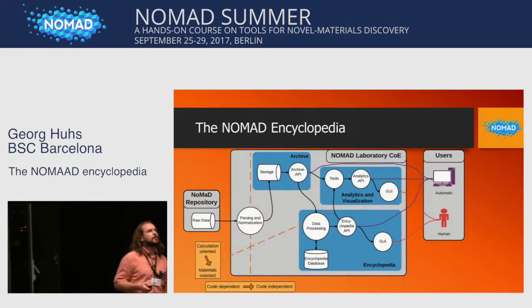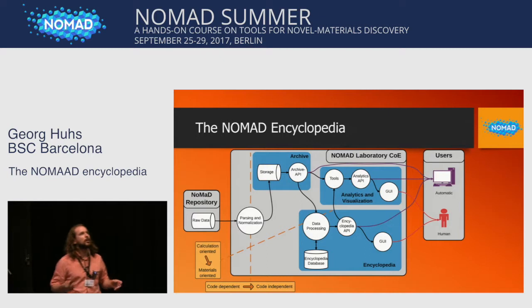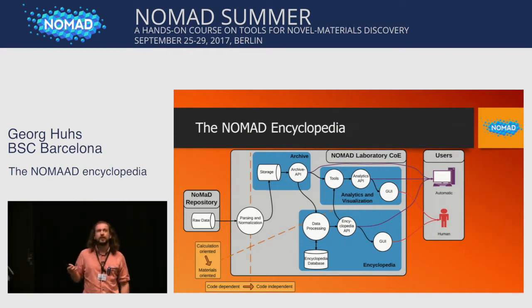Let's get a bit more technical about the encyclopedia. You saw a lot about the concepts and what we want to do, and also the process, how we get there. I'd like to show you a few aspects of the internals. So this is kind of the general data flow in the NOMAD laboratory.